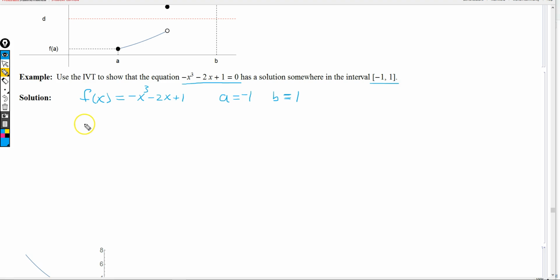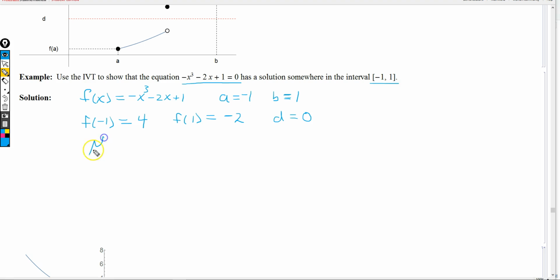All right, now let's look at f of a and f of b. So f of negative 1: if I put negative 1 in here for x, I'm going to get 1 plus 2 plus 1, that's going to be 4. And f of 1, that's going to be negative 1 minus 2 plus 1, that's going to be negative 2. Now notice we want to solve this for where it equals 0. So that's going to be the d value. So d is equal to 0 in this case. And notice also that 0 is between negative 2 and 4.